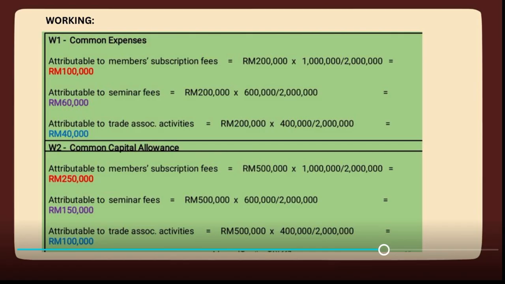For common capital allowance, for members' subscription fees is 500,000 times 1 million divided by 2 million. 500,000 is the common capital allowance, 1 million is the gross income from its member subscription fees, and 2 million is the gross income from its business sources. For seminar fees and trade association activities, it is the same as the members' subscription fees.